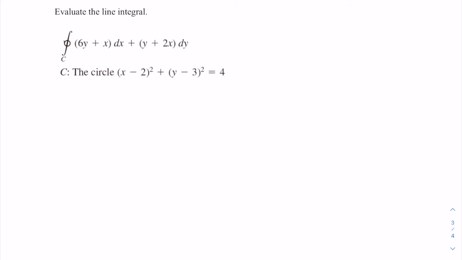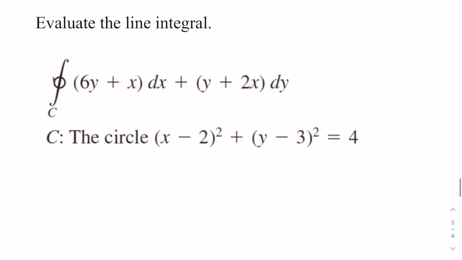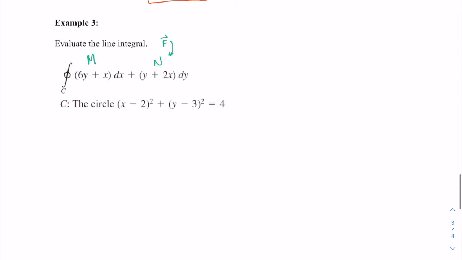So this is another one. It's just asking you to evaluate the line integral of this vector field over a path C, where here is our M, here is our N, the two components of F. And then C, this might be the most complex path of integration we've seen so far, but we can sketch it out anyway.